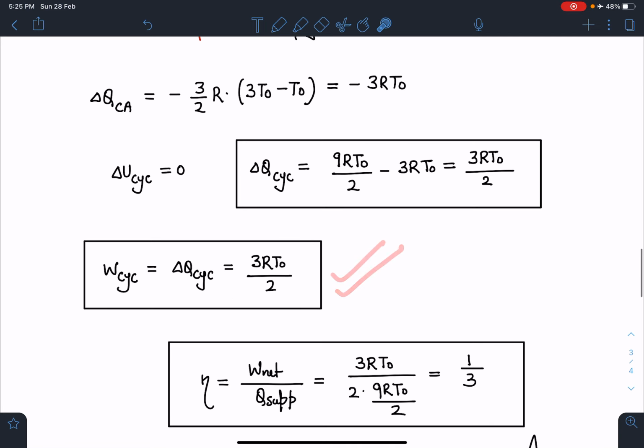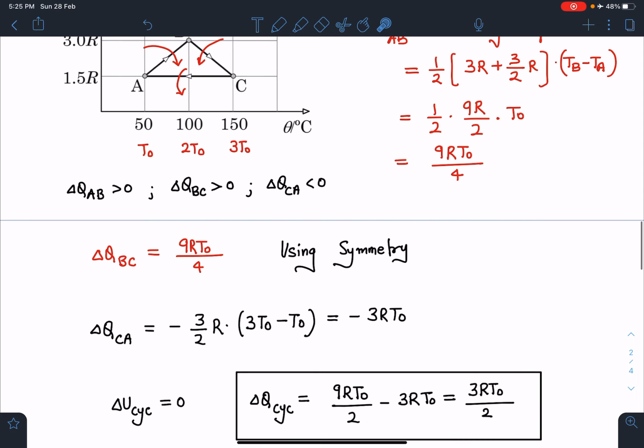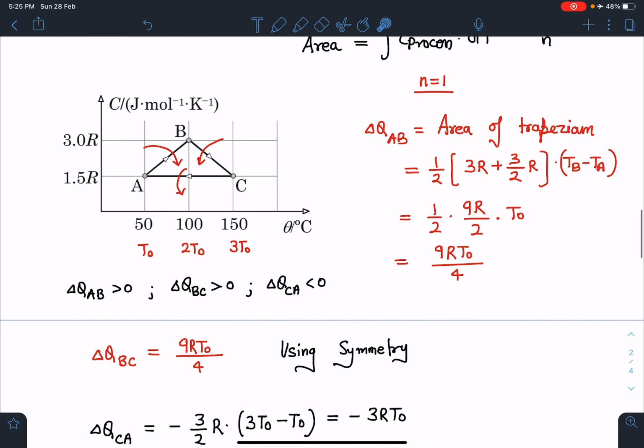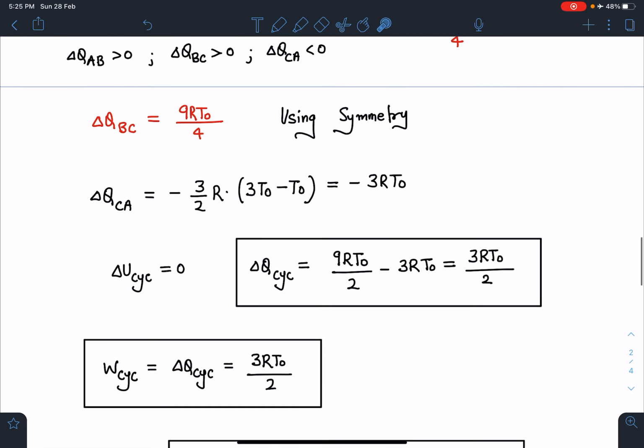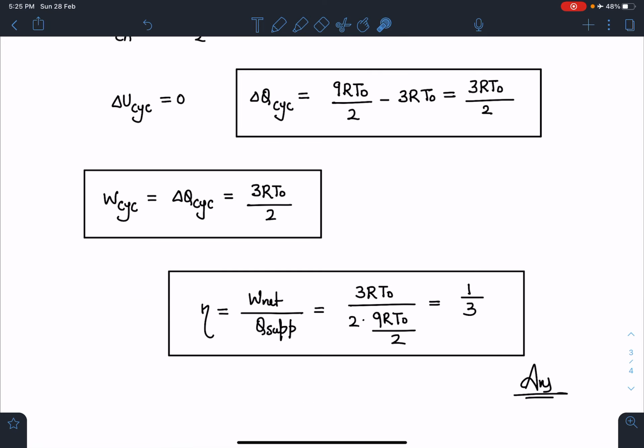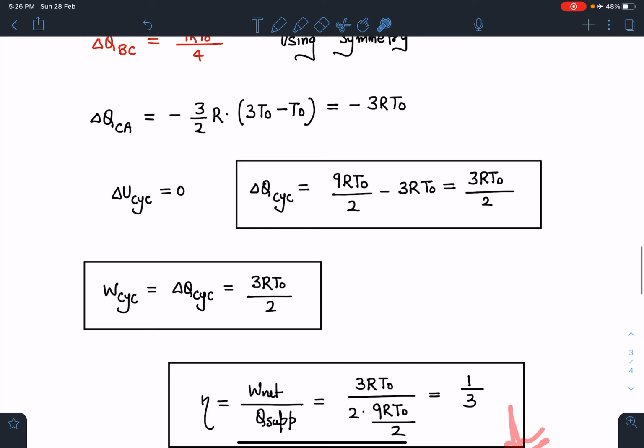Now efficiency is W net by Q supplied. So W net is this 3 R T naught by 2. Supplied heat is Q AB plus Q BC. That is going to be double of 9 R T naught by 4. All right, here 9 R T naught by 4. When we simplify this, the 2 and 2 get cancelled, and we are going to get 1 by 3 as the answer. This is going to be the answer for this problem, guys. From here you can see this is our heat supplied, total heat supplied.